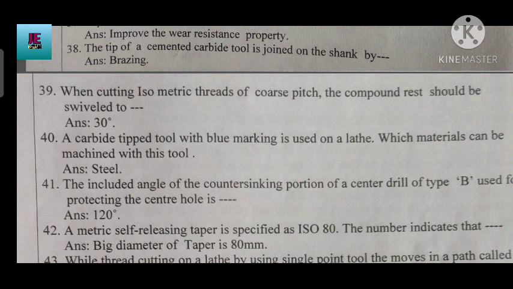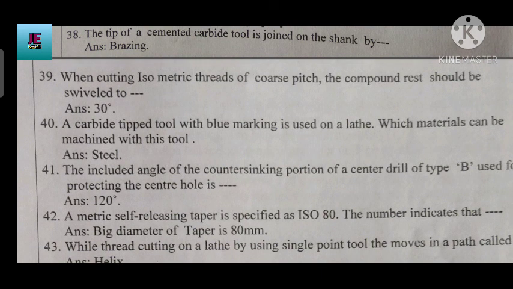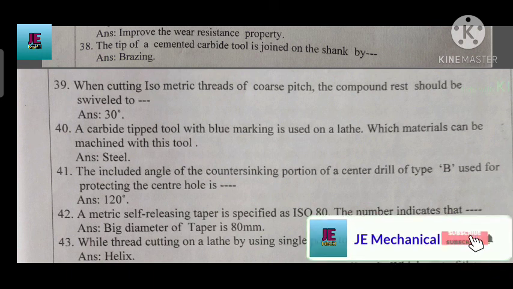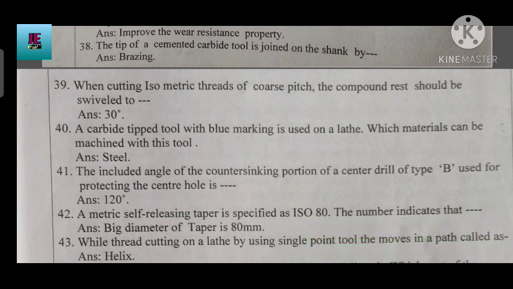A carbide tip tool with blue marking is used on a lathe. Which material can be machined with this tool? Steel. The included angle of the countersinking portion of the center drill of type B used for protecting the center hole is 120 degrees. A metric self-releasing taper is specified as ISO 80. The number indicates that the major diameter of the taper is 80 mm.